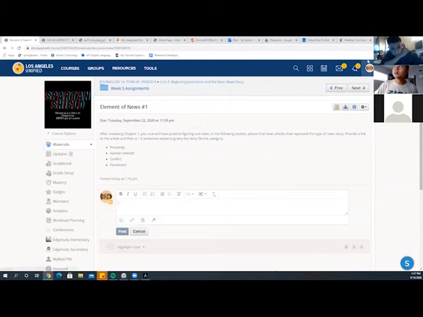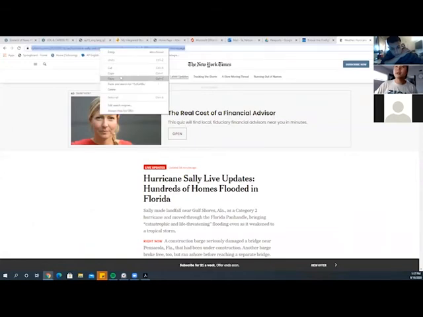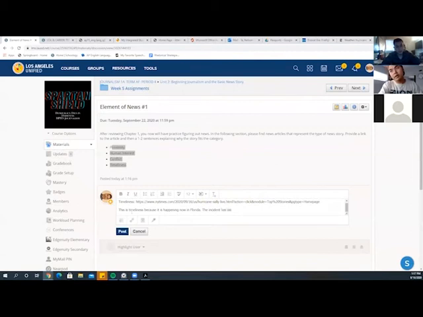You have to give me a link. So for example, this article is about the floods in Florida. That is timeliness, right? Give the link. This is timeliness, as it is happening now in Florida. Incidents have been occurring the last few weeks. And then I'll find one for human interest, right? So your job is to find an example of all four.